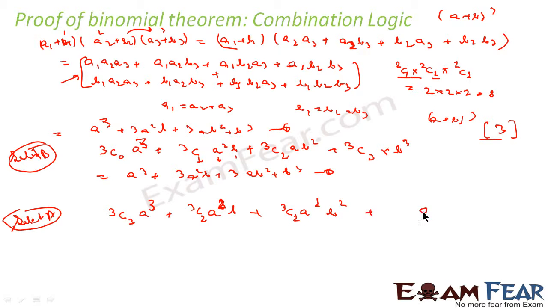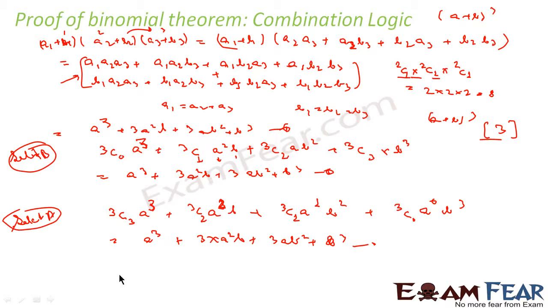So obviously there will be 2b. And then we'll have 0 a's. 0 a's will be 3c0. This will become b cube. So if we solve this, 3c3 is equal to a cube, plus 3c2 is equal to 3 into a square b, plus 3c2 3c1 is equal to again 3ab square, and this also becomes b cube. So if you see here also we get the same formula.